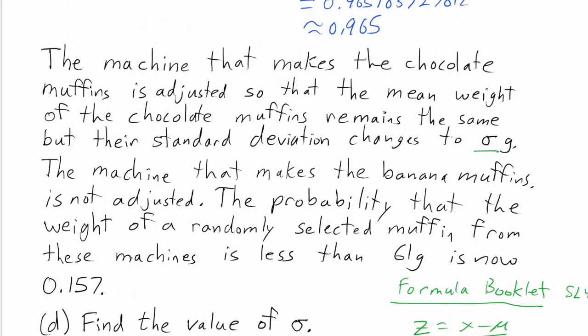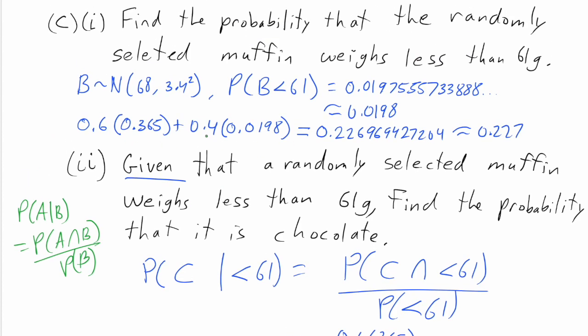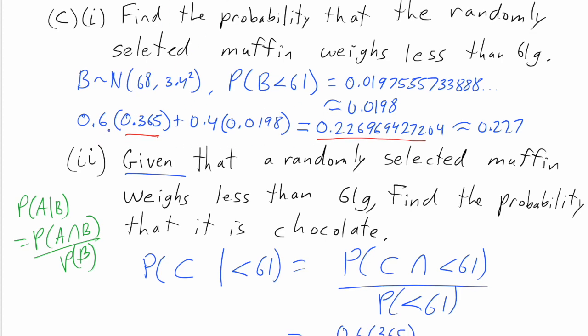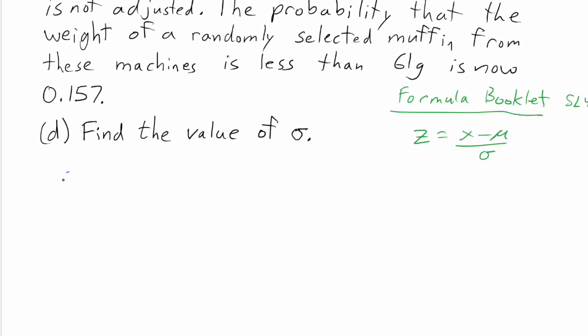So basically it's the same calculation as we did back here, but now we don't know this one. This one's going to change because the standard deviation has changed, and this number here has changed. So we're going to use the exact same format and just solve for the missing value. Okay, so we're going to have 0.6 times probability chocolate less than 61. Plus, this is totally the same, but we're going to use the exact number from our calculator, and this is 0.157.